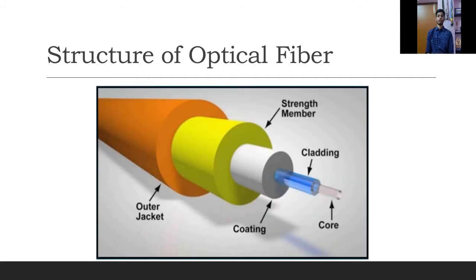So here we can see the structure of optical fiber. You can see the core, cladding, coating, and the yellow one is the strength member and the last one, orange, is the outer jacket.